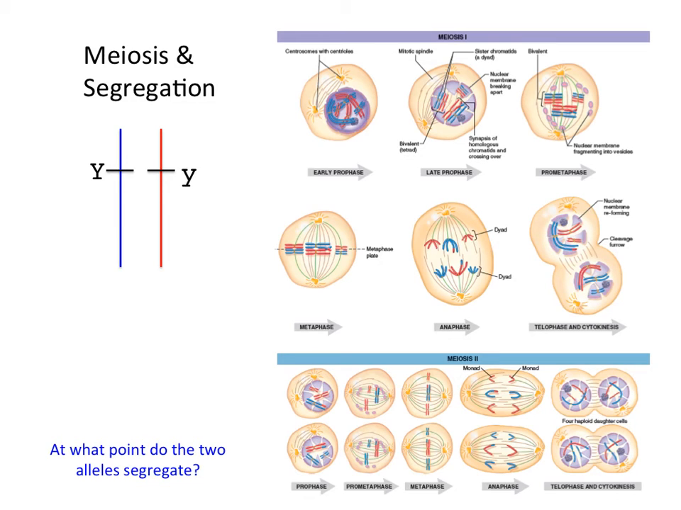How would we draw this as a Punnett square? This is a Punnett square. It's just a diagram to show us all the possible combinations of gametes that come from one parent and the other.